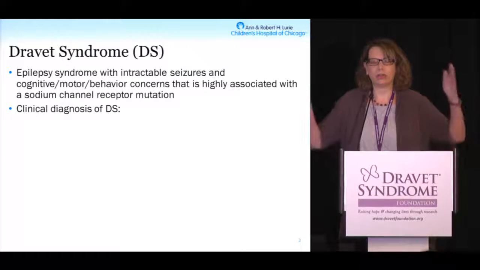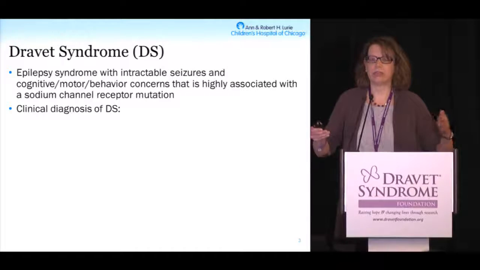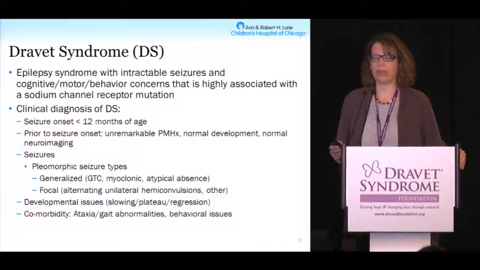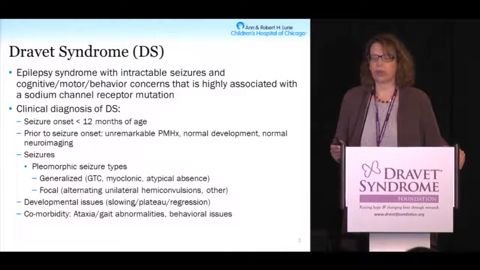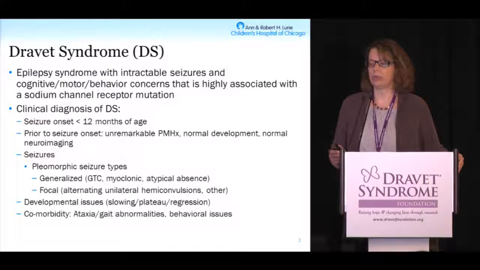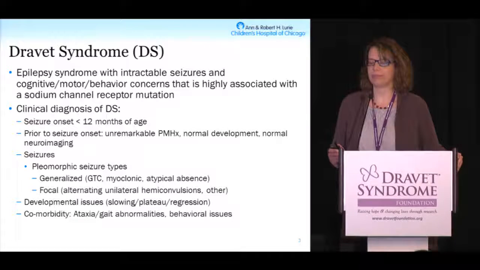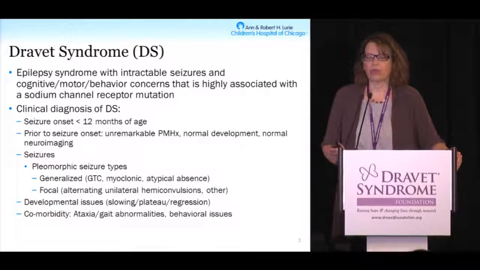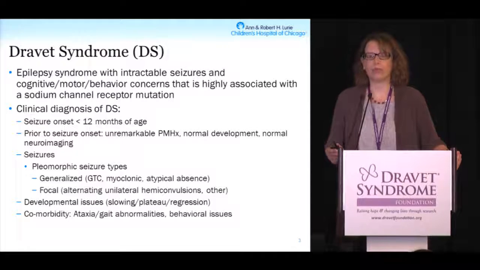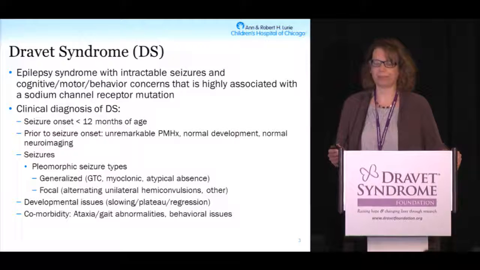So if we then look a little bit more closely at what the clinical diagnosis of Dravet syndrome is, we look back at what was initially described by Dr. Dravet. So, seizure onset of less than 12 months of age. Prior to the seizure onset, an unremarkable past medical history, normal development, and normal neuroimaging. Seizure types that are extremely varied, including both generalized and focal seizures. Subsequent developmental concerns, as well as certain comorbidities, most notably with gait and with behavior.